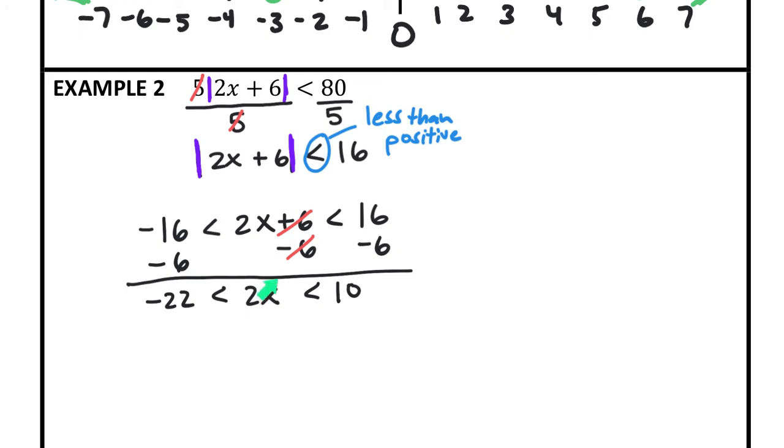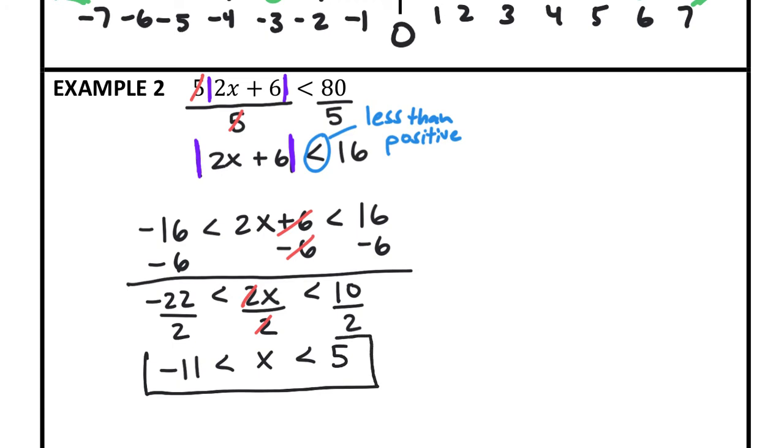Okay, again, I want to get x by itself. So what's the opposite of multiplying times 2? Dividing by 2. But I'm going to divide everything by 2. So on the left here, what's negative 22 divided by 2? That's going to give me a negative 11. Bring down the less than. The 2's cancel, which leaves me with an x. Bring down the less than. And then 10 divided by 2, 5. So this is my answer.